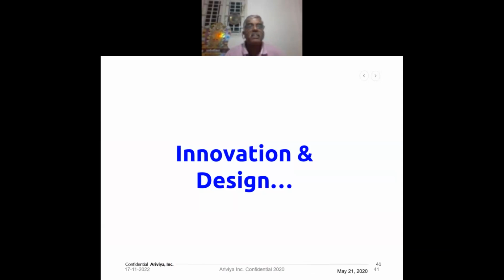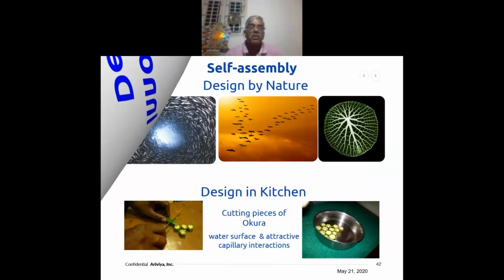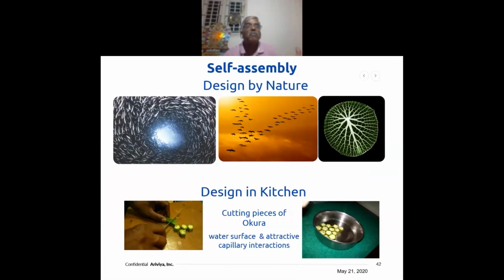So this way the innovation is coming. The design is also very important. One of the designs is self-assembly, which is a part of nanotechnology. As I said, the iridescent color is also a kind of self-assembly. Nature has this kind of self-assembly. Not only nature, but every day in the kitchen we also do this kind of self-assembly. When you cut okra into pieces, after some time it becomes arranged in some order, due to water surface attraction and capillary interaction. That is also a kind of self-assembly.